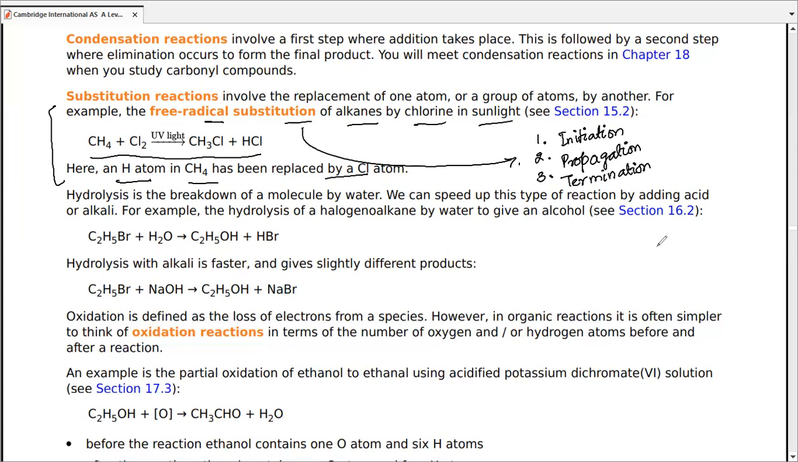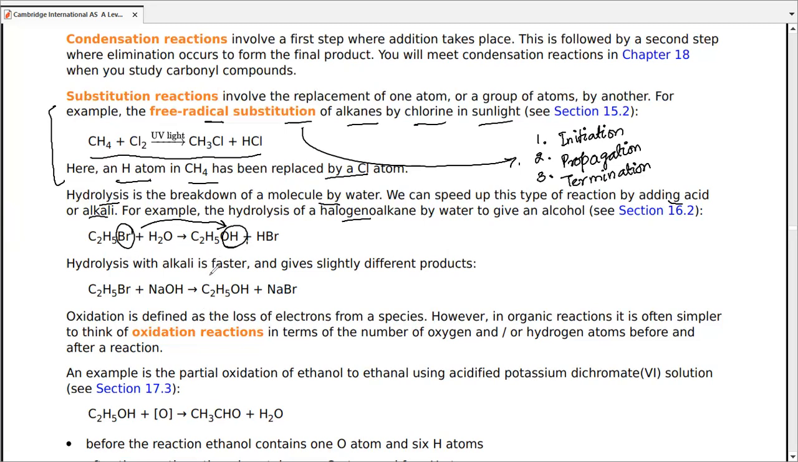Okay, but that's not all that substitution is about. As I just told you, substitution is actually a bigger, broader category. So we may have some other kinds of substitutions in upcoming chapters, and a couple of those are discussed over here. Hydrolysis is the breakdown of a molecule by water. You can speed up this kind of reaction by adding either an acid or an alkali. For example, hydrolysis of a halogenoalkane, in which we need to take the halogen out and replace it with, let's say, an alkali like this, is also a kind of substitution reaction.